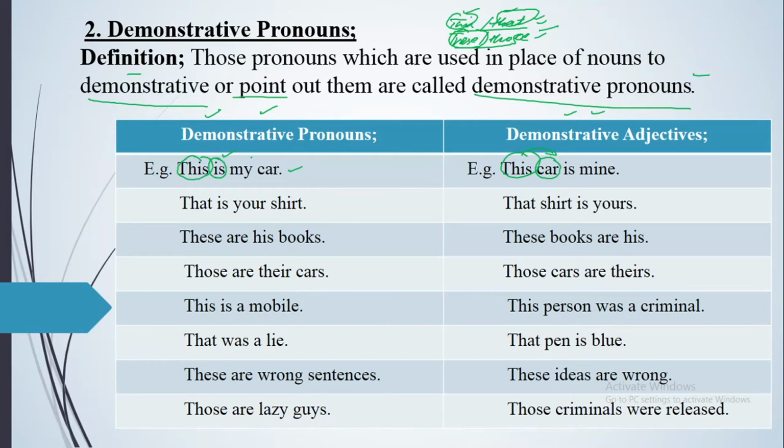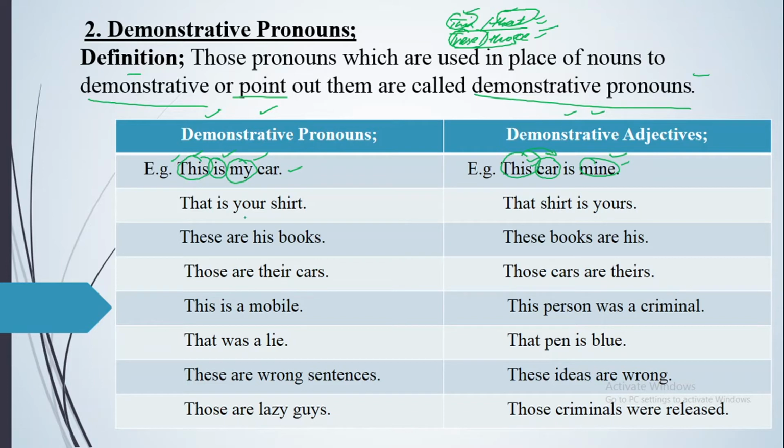And the second difference: if you are using demonstrative pronouns, keep in your mind you will be using possessive adjectives. And if you are using demonstrative adjectives, then possessive pronouns you will be using, like mine. Clear? So if a demonstrative pronoun is there, a possessive adjective must be there. If a demonstrative adjective is there, a possessive pronoun must be there.